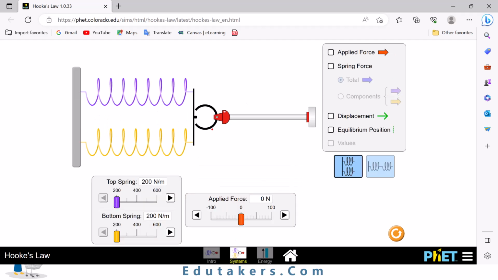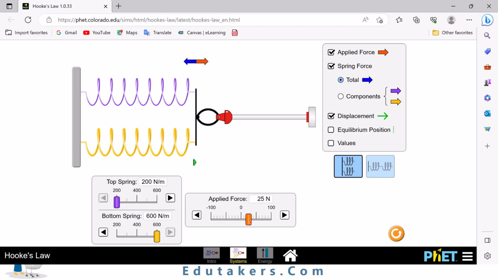Let's go to the second system when there are two springs. Again here I put the arrow for the applied force, spring force and for the displacement. In this case, I suppose that the top spring has spring constant 200 and the bottom spring has the spring constant 600 Newton per meter. Means that the top spring is soft while the bottom spring is stiff. So let's increase the applied force. Then what will happen?